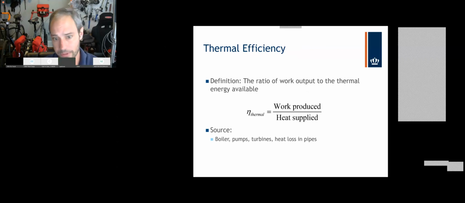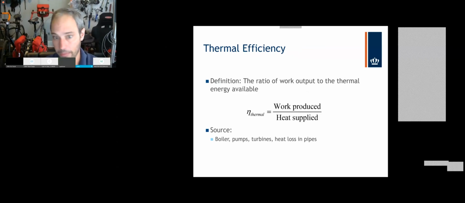Source: boilers, pumps, turbines, heat loss in pipes, etc. These all affect that. If the pump's not efficient, you have to put more work in to run the pump, so that's eating away at the power produced by the turbine. If the turbine's not efficient, you're losing power, getting less power produced. Heat loss in pipes, you've got to supply more heat in the boiler to maintain the same power output. Pressure loss, everything. So a lot of things contribute to that.